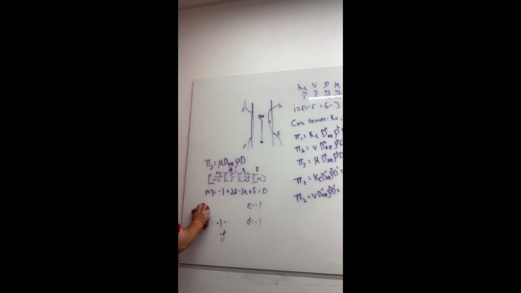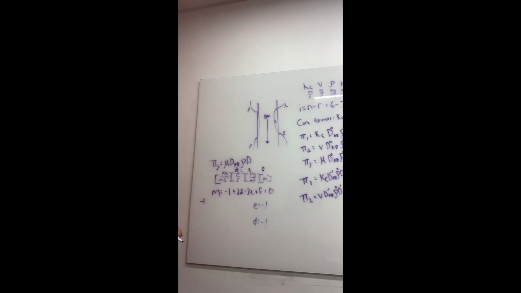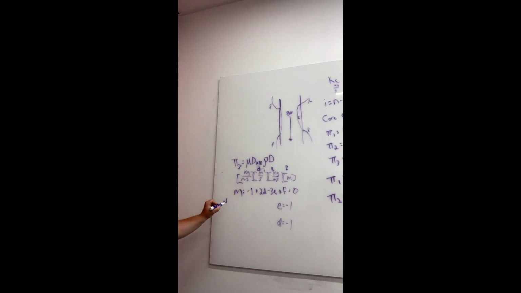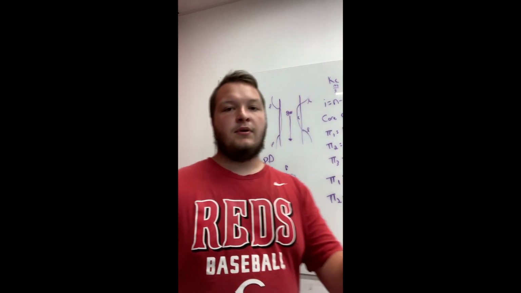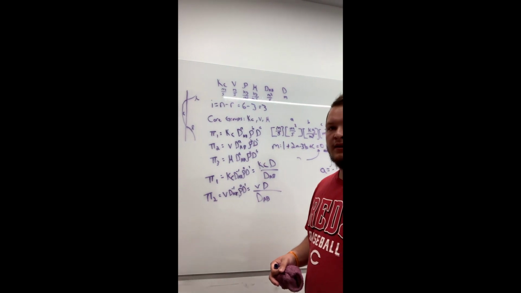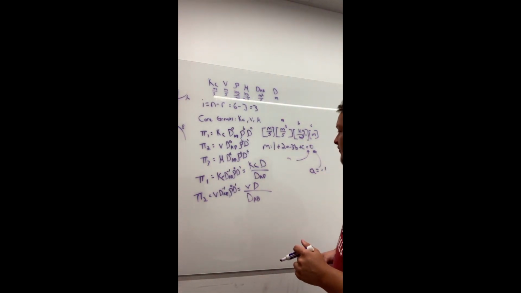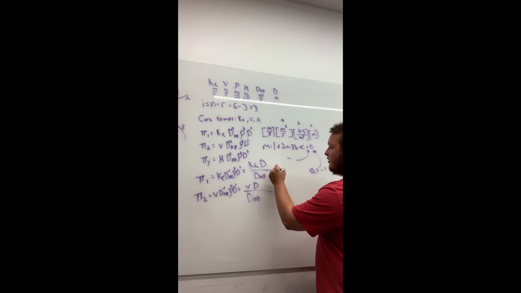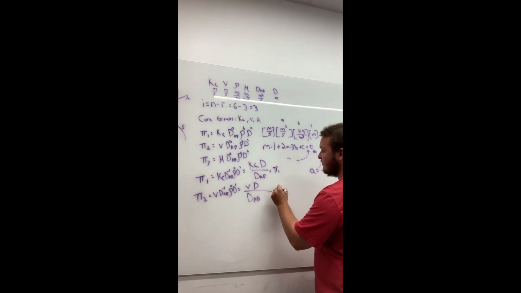I'll erase this part. So you get -1 plus, it's negative, so you get -2, and then that's positive, and then plus F is equal to 0. So then you get F is equal to 0. Okay, so now we put that back into here. So we know this is pi 1, this is pi 2.